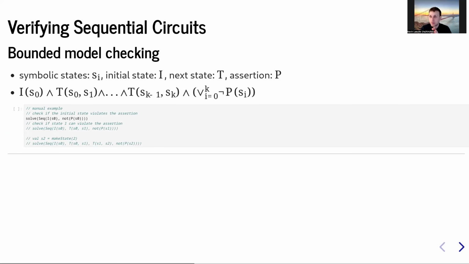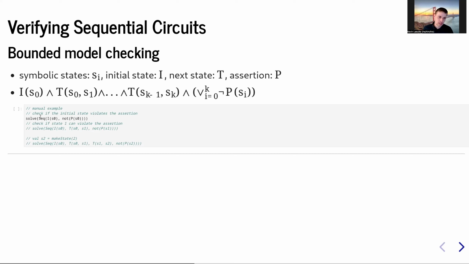But now let's see what we can actually do with these definitions. What we want to do is called bounded model checking, which means we want to check for a certain number of steps whether we can violate the assertion. And this is the mathematical expression here. You don't need to go through all of that. Let's look at it in a more interactive way.